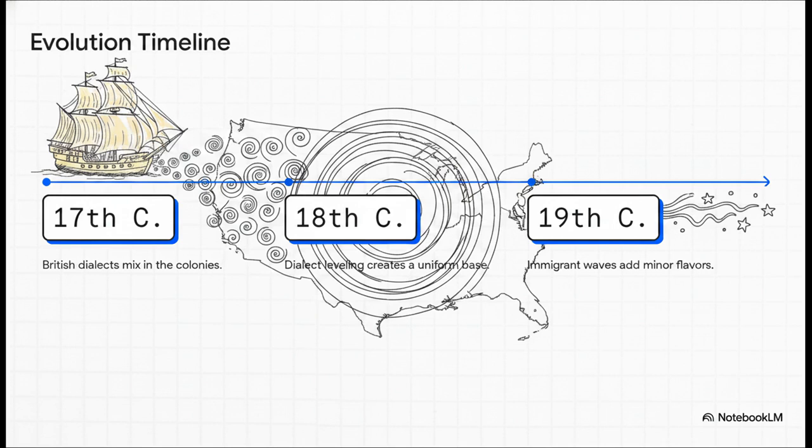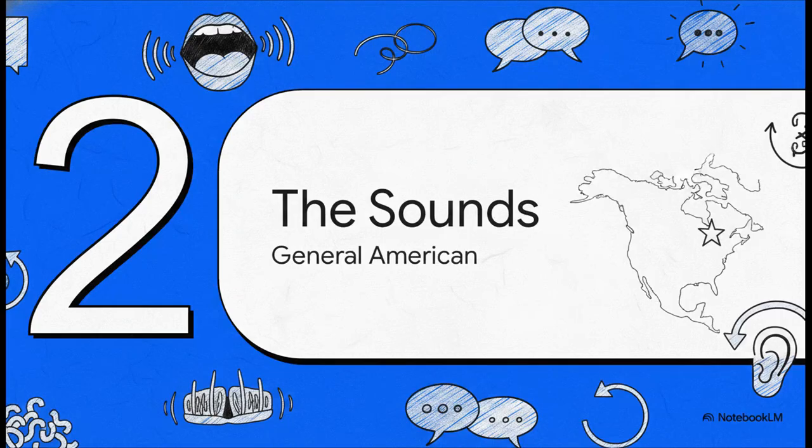Basically, by the mid-18th century, all those diverse British dialects had mashed together and settled into a remarkably uniform base dialect. And get this, it was actually way more uniform than the speech back in Britain at the time. It really wasn't until the 19th century that new waves of European immigrants started adding those minor regional flavors that we might recognize today. Moving right along to Section 2, the sounds.